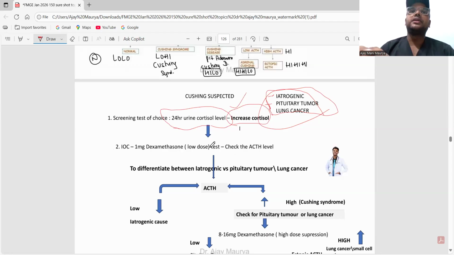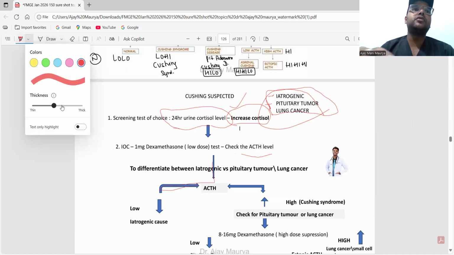Now see, what is the screening test? It is the 24 hour cortisol level. What is the investigation of choice? It is the 1 milligram dexamethasone low dose test. Then you have to check the ACTH level. If the ACTH level is low, then what? If it is low, then it will favor what?